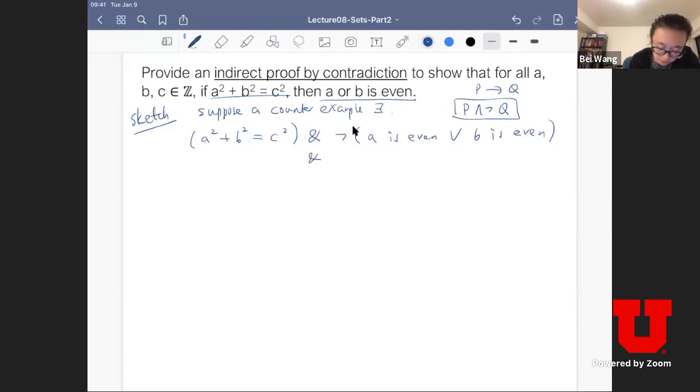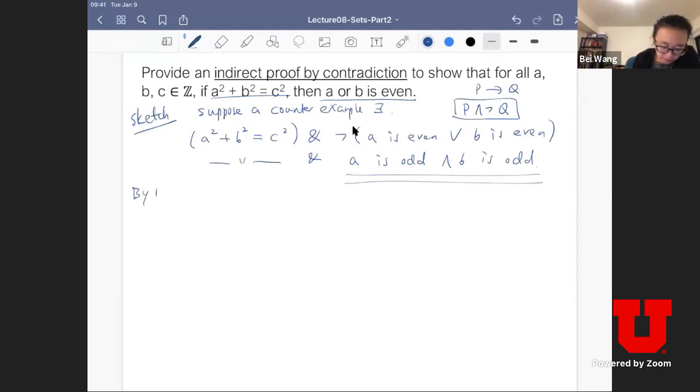This means a is odd and b is odd. So there exists a counterexample such that a squared plus b squared is equal to c squared, and a is odd and b is odd. Now we want to show that this counterexample leads to a contradiction. So now we are going to use this as my hypothesis.